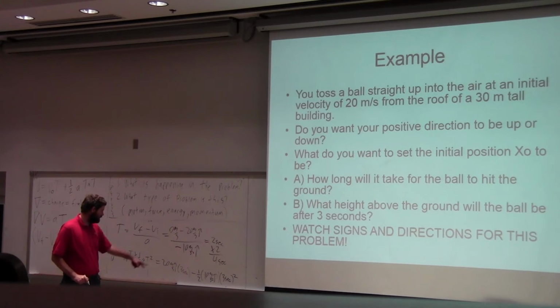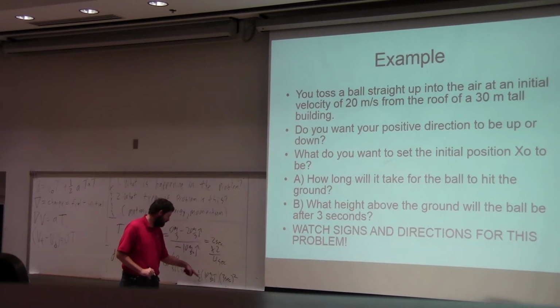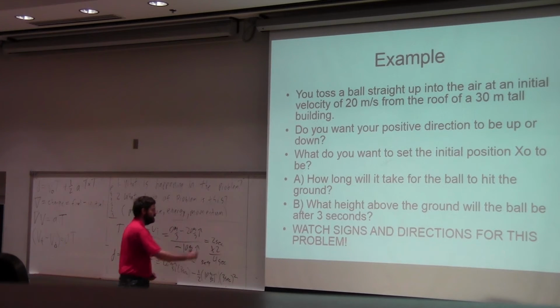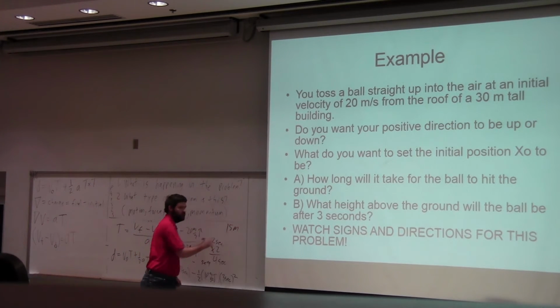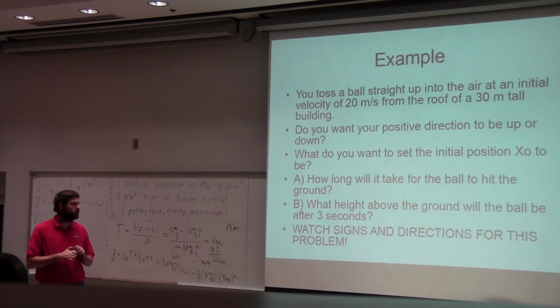And so now I do the math. 20 times 3 is 60. This is 5 times 9, which is 45. 60 minus 45 is 15 meters. So that will be my height above the ground after 3 seconds.